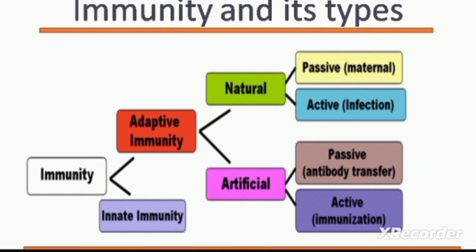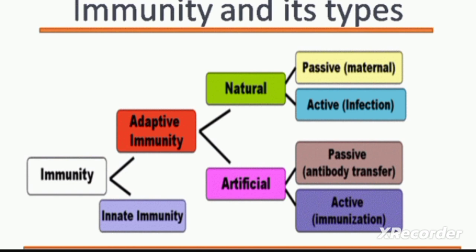It is a non-specific type, and it has external components and internal components. The external components are the skin, mucosal barriers, tears, etc. The internal components of innate immunity are the inflammatory response, phagocytic cell action, natural killer cell reaction, etc.